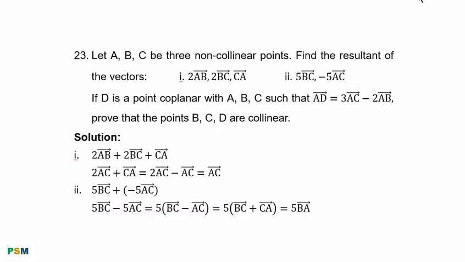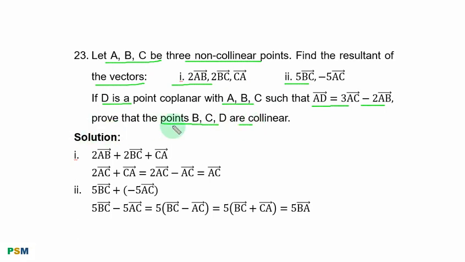Example 23. Let A, B, C be 3 non-collinear points. Find the resultant of the vectors, Roman figure 1, Roman figure 2. If D is a point coplanar with A, B, C such that vector AD is equal to 3 times vector AC minus 2 times vector AB, prove that the points B, C, D are collinear.